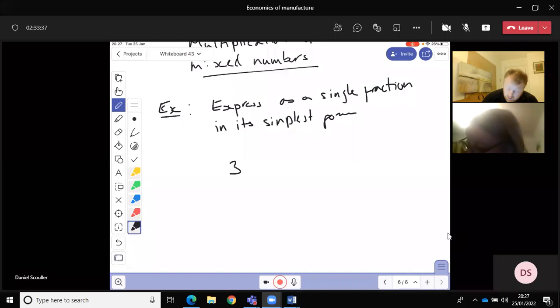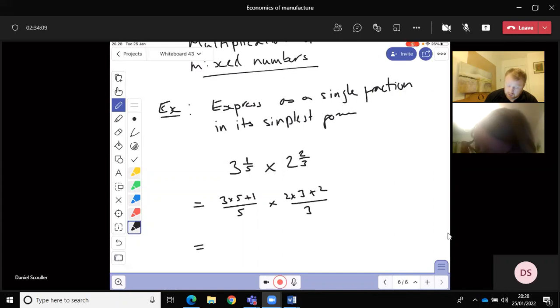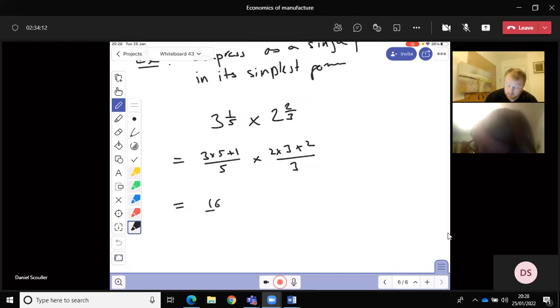All right, so example 1, 3 1/5 multiplied by 2 2/3. Same process, so we want to create that top heavy fraction. There's 3 wholes, so there's 3 full lots of 5. So we just want to represent that: 3 times 5 plus that extra 1. There's 2 whole lots of 3, so it's just 2 times 3 plus that extra 2. So we're starting with 16 over 5 multiplied by 8 over 3.